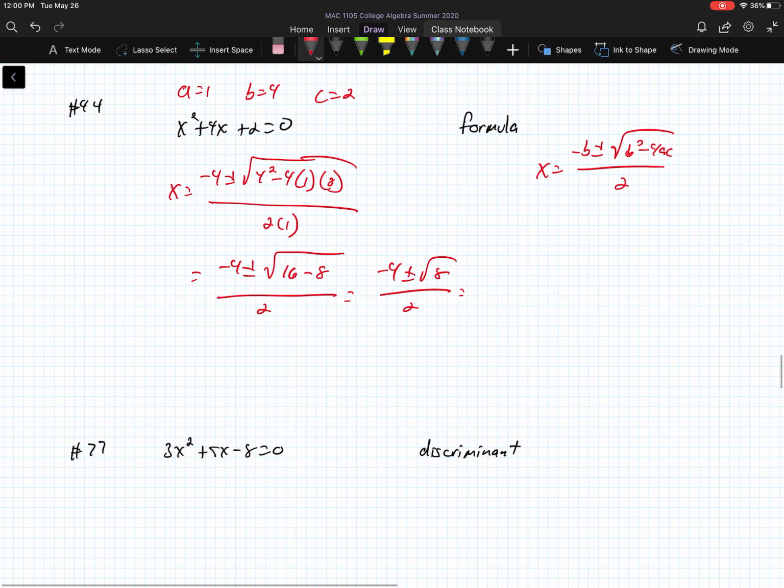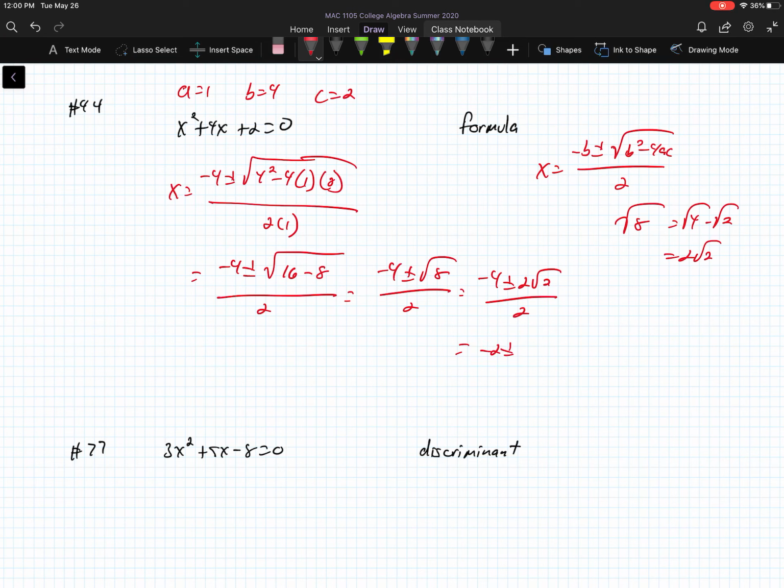Combine the like terms here. Now, the square root of 8 is equal to 2 square roots of 2. The reason being is that the square root of 8 is equal to the square root of 4 times the square root of 2, right? Which is 2 square roots of 2. You'll see that a lot. So my answer would be negative 2 minus the square root of 2, and negative 2 plus the square root of 2.